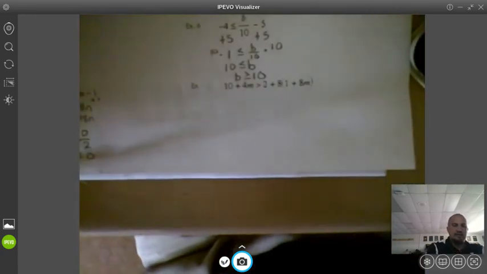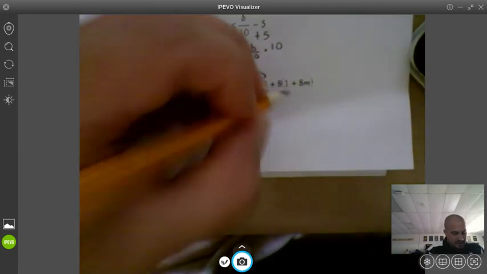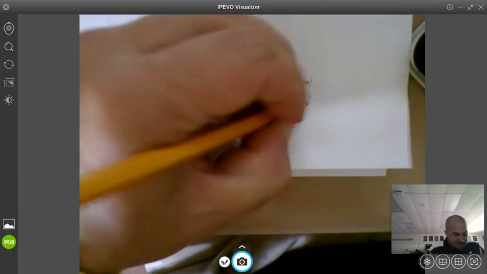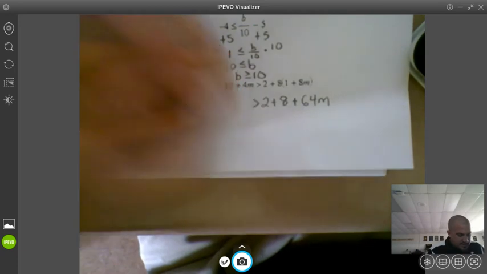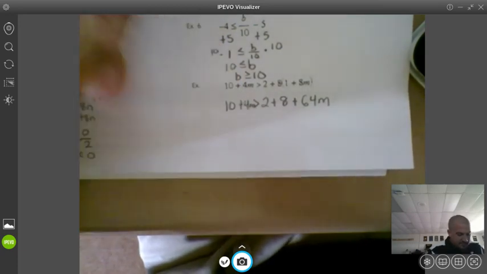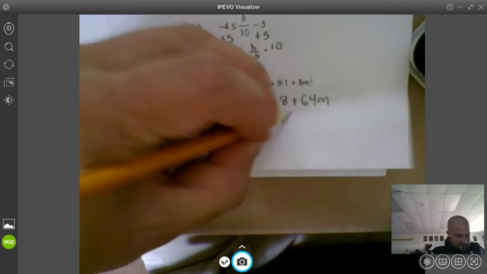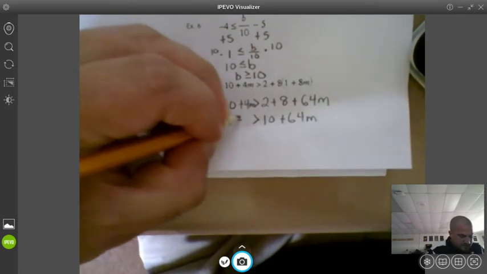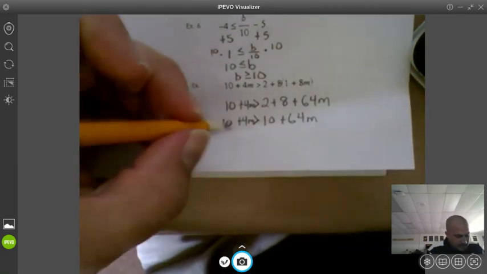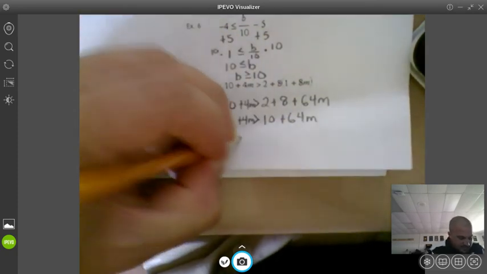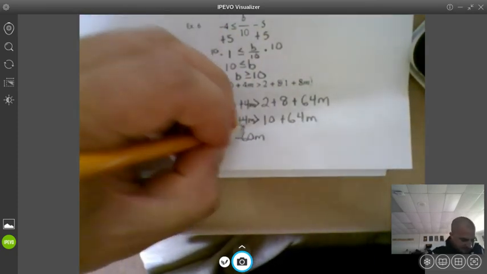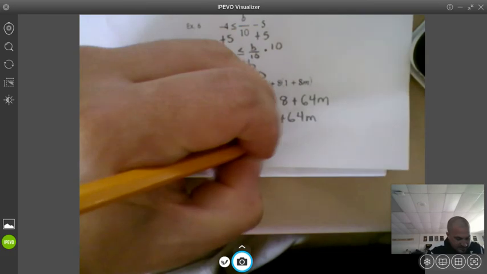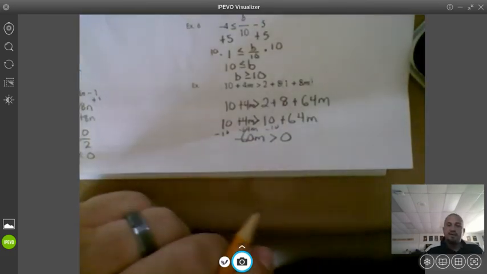Okay? And our last example over here, we're going to distribute the 8. So we have 2 plus, we're going to say 8 plus, and then 8 times 8m is 64m. Then over here, we have 10 plus 4m. So 2 plus 8 is 10. And 10 over here as well. So we will subtract the 64m. We'll get negative 60m. And we will subtract the 10 to this side is greater than 0. So negative 60m is greater than 0.